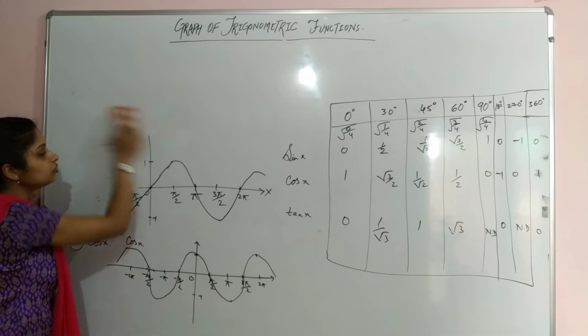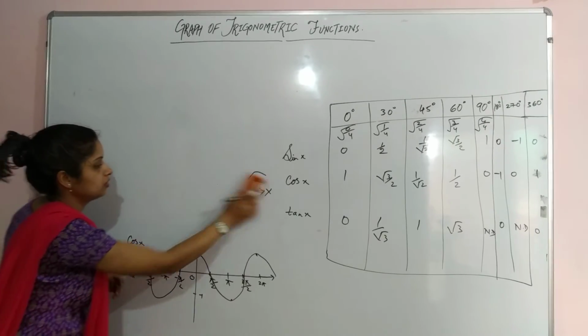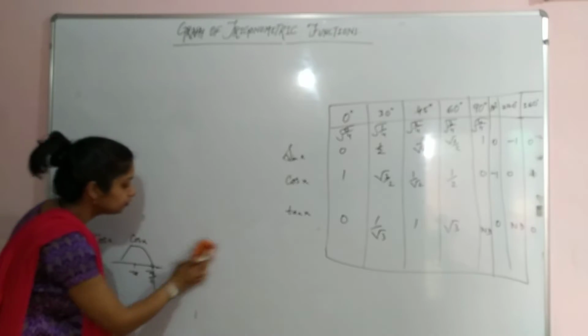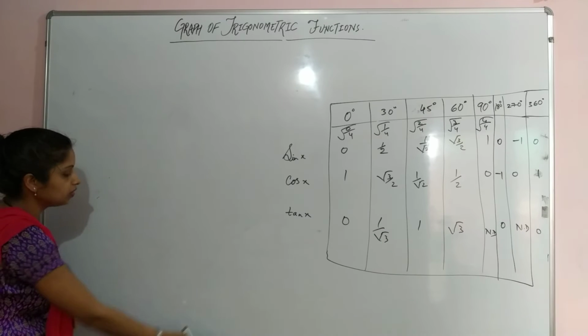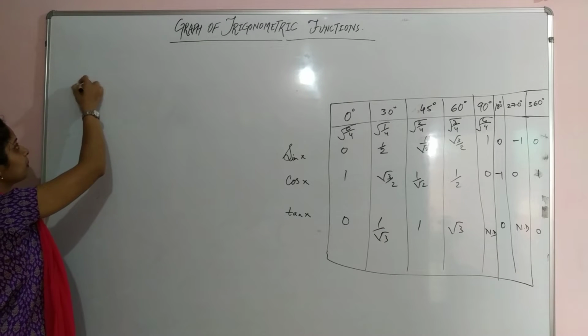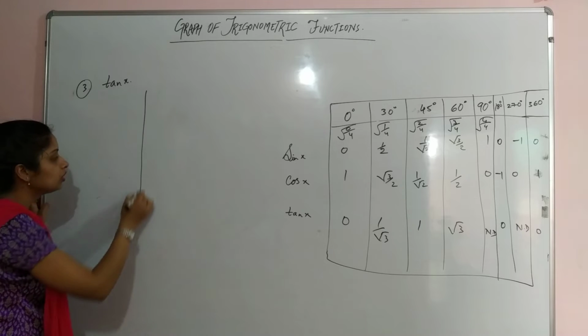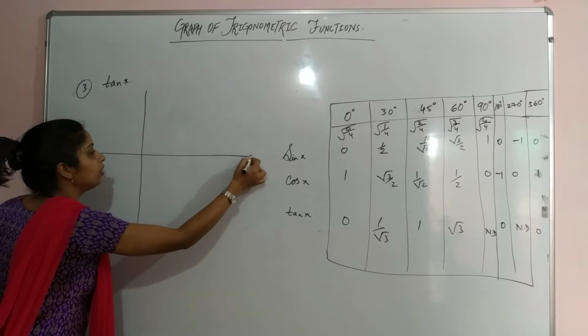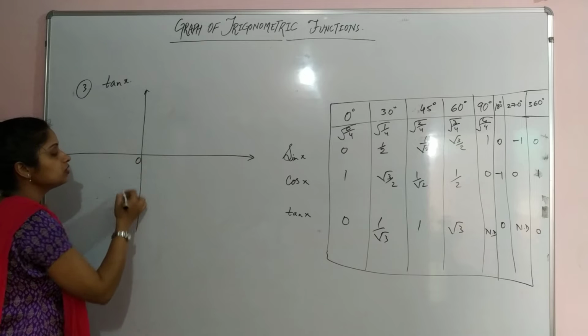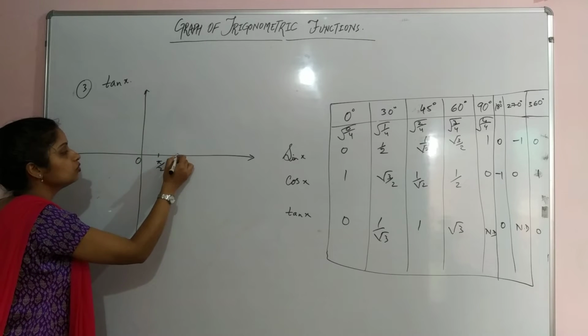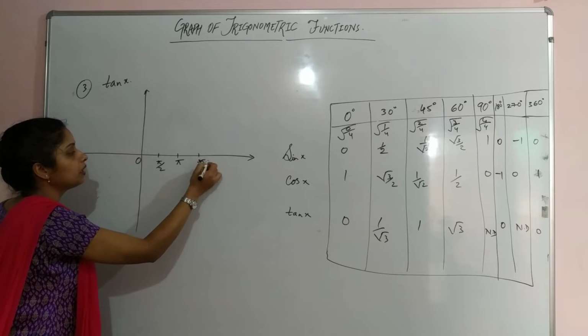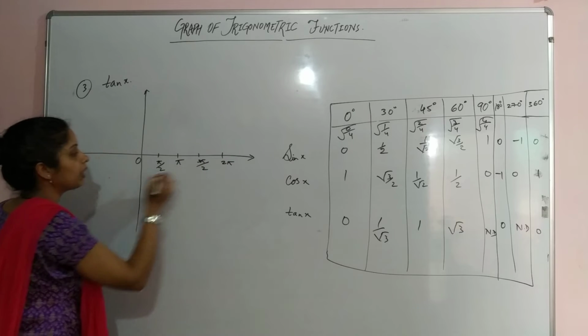After that I am going to draw the graph for tan x. How to draw a graph for the trigonometric function tan x. Let us take tan of x. So I am going to take the same way. First write down this is 0 degree, pi by 2, pi, 3 pi by 2 and 2 pi.